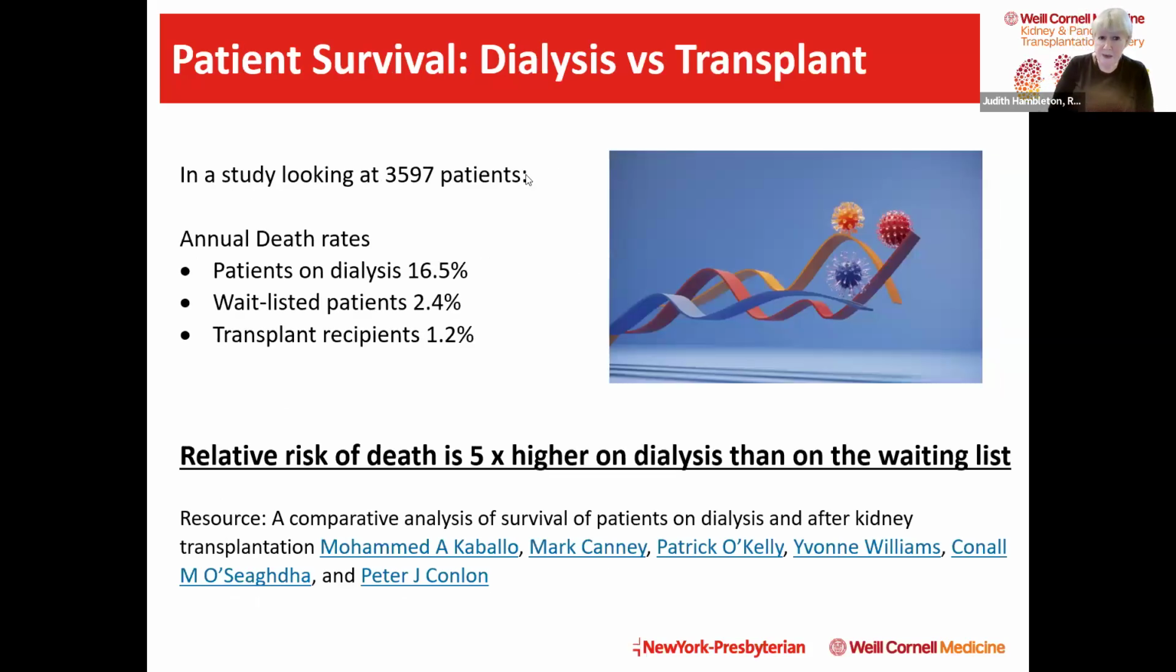So let's talk a little bit about patient survival, and this is comparing people that are on dialysis versus transplant. In this specific study, looking at 3,500 patients, the annual death rate for the patients that were on dialysis was 16.5%. For those people that were on the wait list, it was 2.4%. And for those patients that had undergone kidney transplant, it was 1.2%. So when you put this all together, what that tells us is the relative risk of death is 5 times higher if you're on dialysis than if you're on a waiting list or received a transplant. So I'm going to let that sink in for a second. 5 times higher. It speaks its own story.